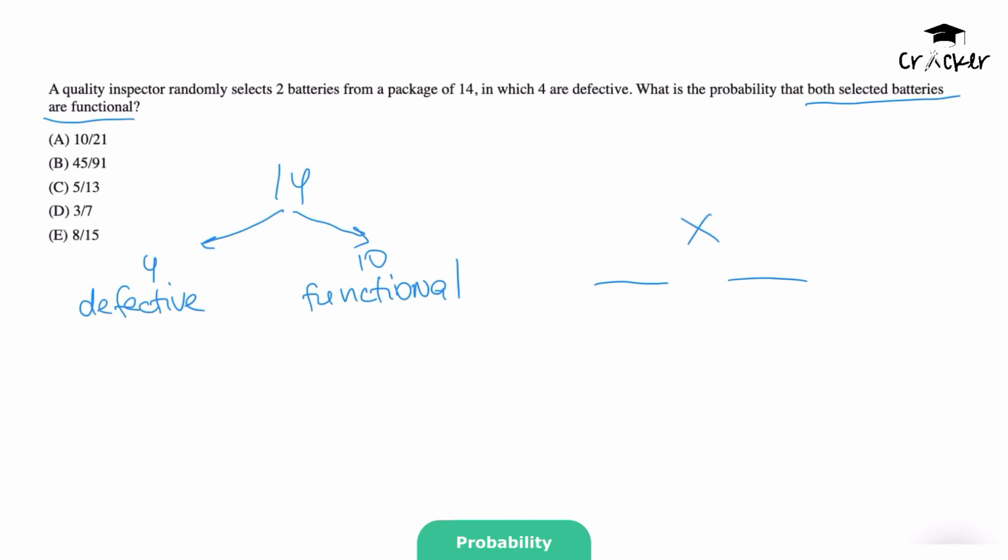For the first battery, the chance it's functional is 10 out of 14. Now, assuming we've picked one functional battery, there are 9 functional batteries left out of 13 total remaining. So we multiply the two probabilities. 10/14 times 9/13 equals 90 over 182. And that's it. The probability that both batteries are functional is 45/91, which matches answer choice B.